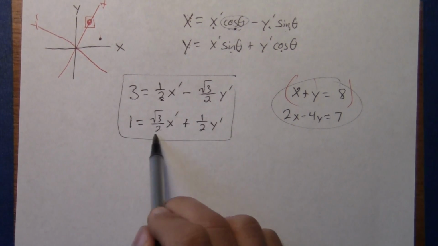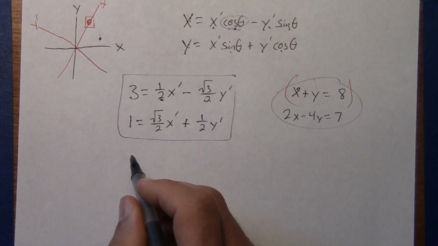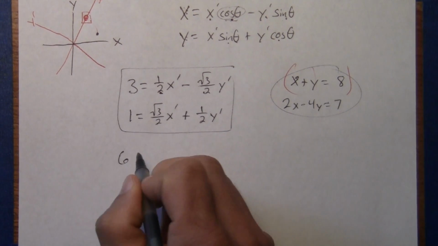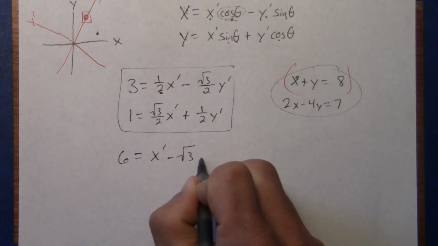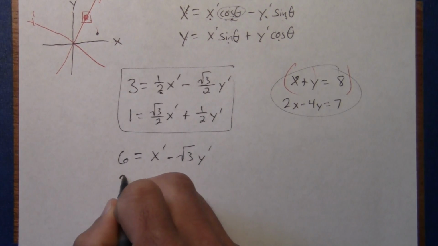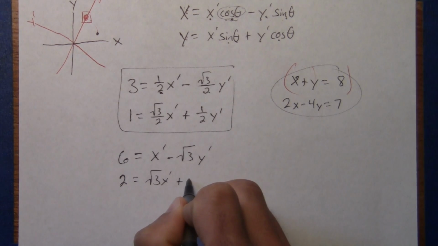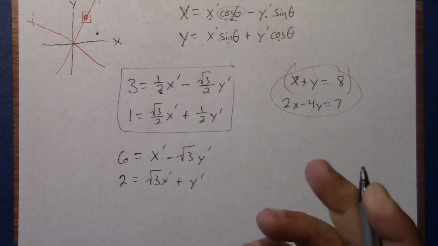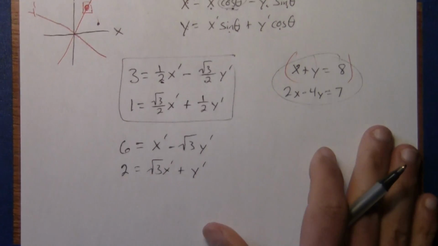Now, if you want to, it might not be a bad idea. You notice that all these denominators have 2. I could multiply everything by 2 so I don't have to deal with any denominators. So I could say that 6 is equal to 1x prime minus the square root of 3y prime, and 2 is equal to square root of 3x prime plus 1y prime. So you could easily do that if you want to. I normally don't, but that actually kind of makes sense.